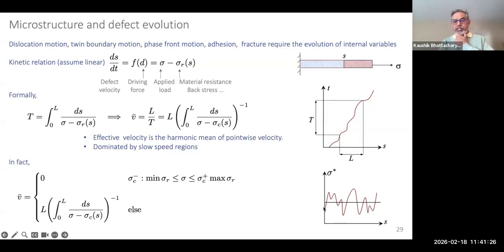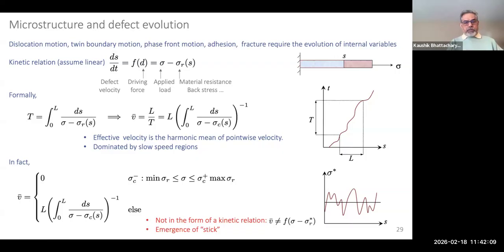So what happens? This is sigma r, this is my applied sigma. If sigma happens to be equal to sigma r at some point, the velocity is going to be 0. So you'll have an infinite time, so actually the effective velocity is going to be 0. So I end up with some kind of stick behavior, right? As I'm pulling on it, the interface will move to a certain point and will get stuck there. So though the original behavior is linear, the effective behavior is not linear.